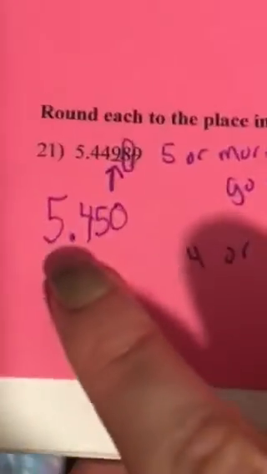So I can't write a 10 here because there's the 4. So 4 plus 1 becomes a 5. And then this 4 stays the same. This 5 stays the same. So this number becomes 5 and 450 thousandths.